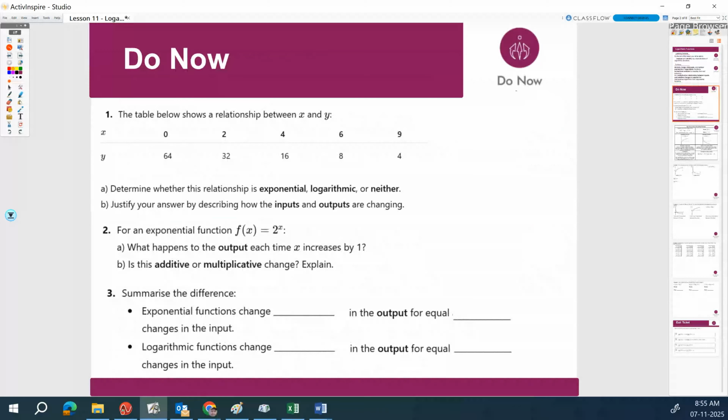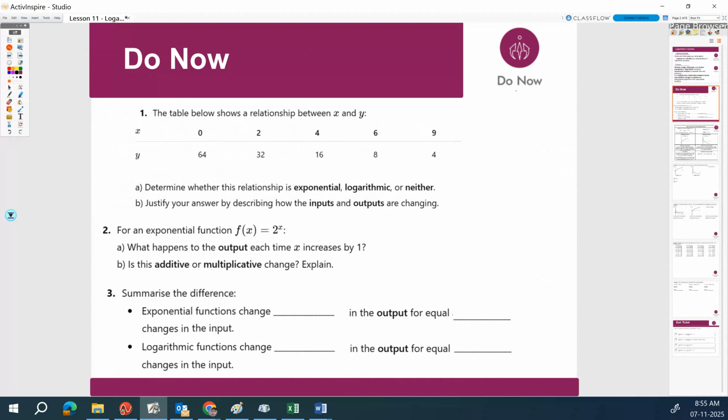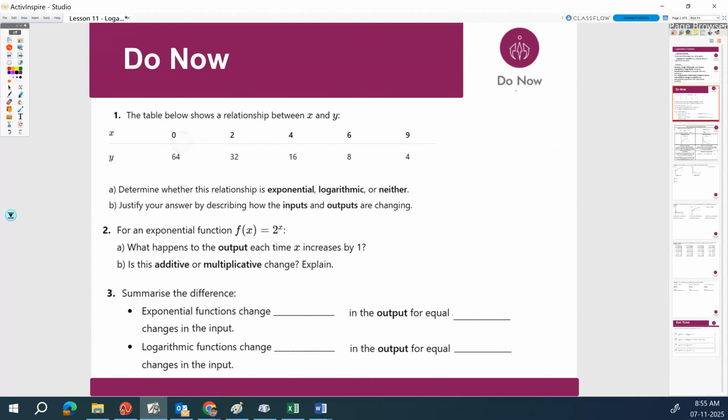Okay, welcome back. So we need to determine on this one whether it is an exponential, logarithmic, or neither function. In order to do that, we want to look at the pattern of progression. So here we can see that we have plus 2, plus 2, plus 2, plus 2.